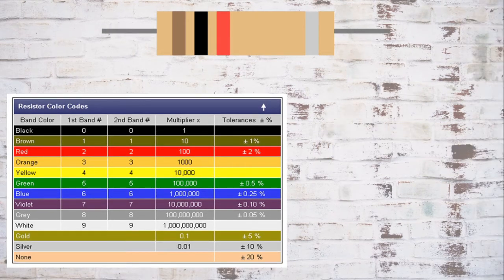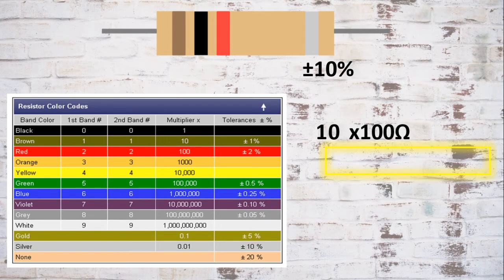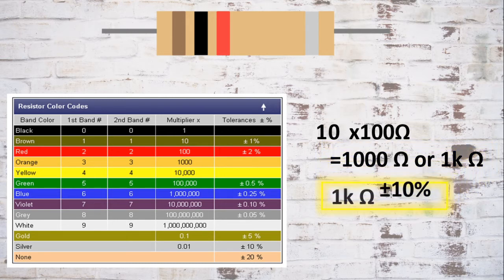Let's go on to another example. If we look at this resistor, we have brown, black, red, and silver. Brown gives us a value of 1, black gives us the value of 0, red gives us the multiplier of times 100 ohms, and silver gives us the tolerance value of positive negative 10%. So we have 10 times 100 ohms, which gives us the value of 1000 ohms or 1 kilo ohm with the tolerance value of positive negative 10%.